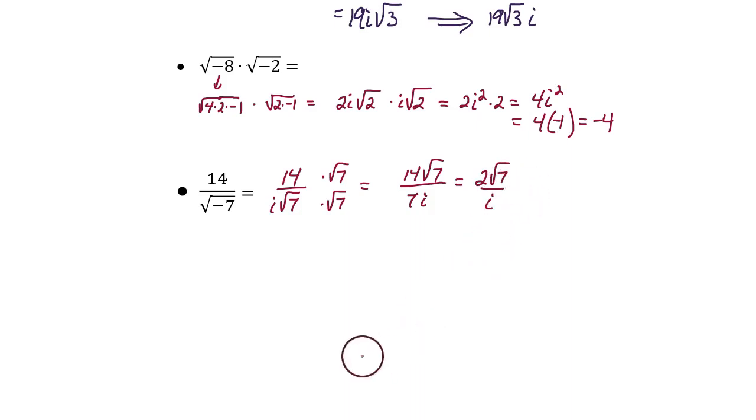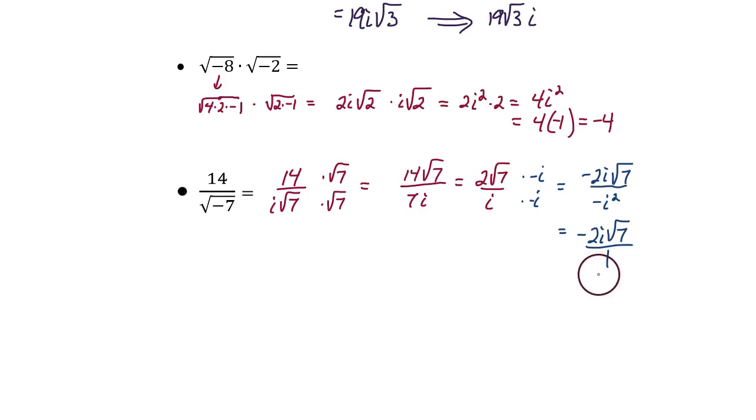Problems are not simplified when there's an i in the denominator, so let's multiply top and bottom by negative i. Negative i is the conjugate of the letter i. This makes negative 2i times the square root of 7 all over negative i squared. But what's the value of i squared again? i squared is equal to negative 1. So the negative of negative 1 is just a positive 1. That's why multiplying by negative i fixes the denominator. So this final result is negative 2i square root of 7.